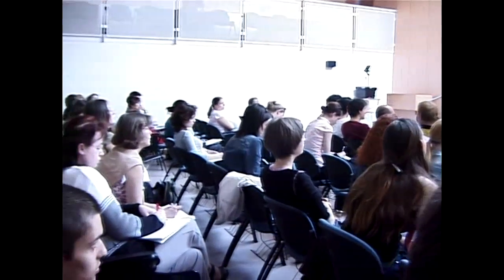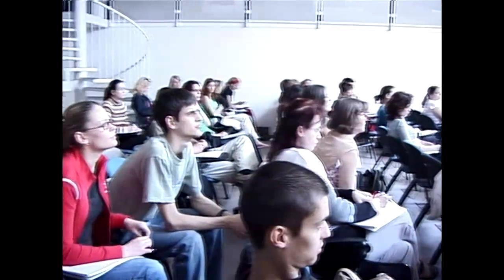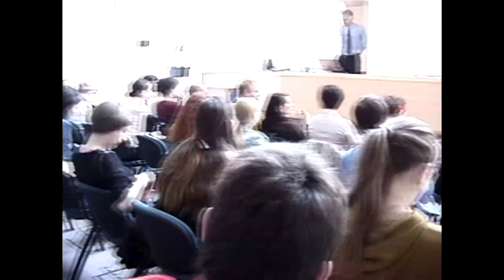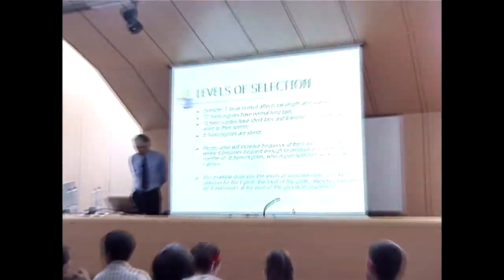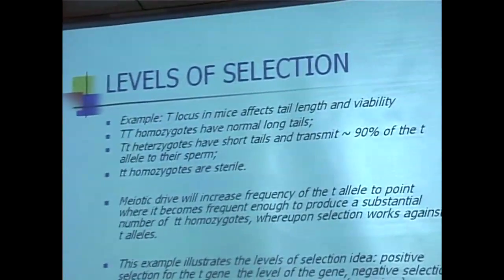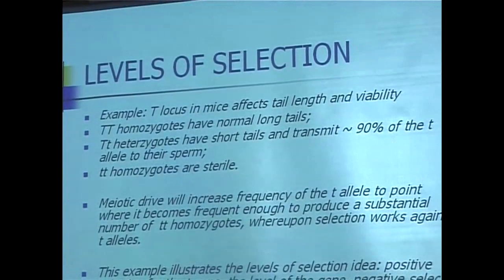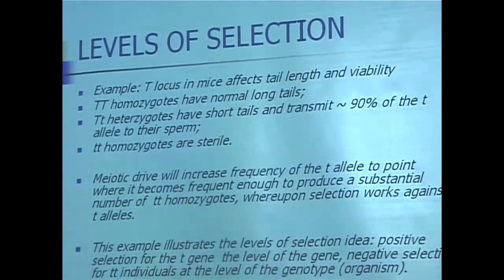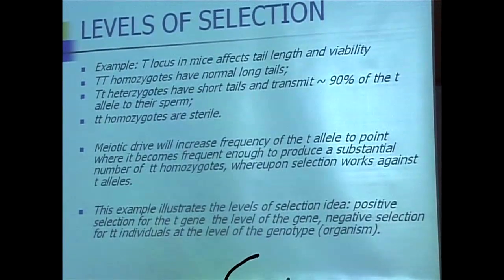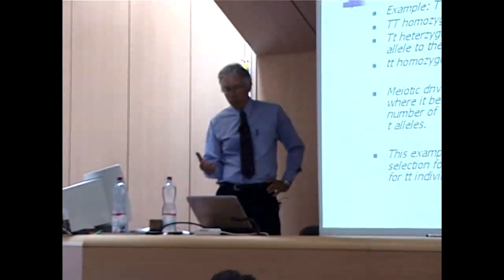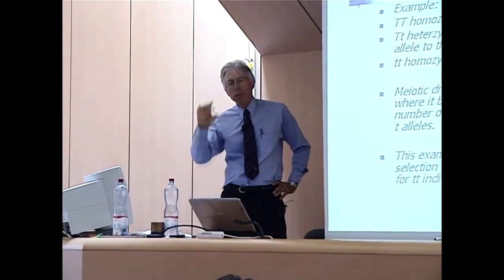There's a classic example of that. In mice, you have this T locus, which affects tail length and so on. If you have two T's, the homozygote, they're normal. That's the normal situation. If you have the heterozygote, they have short tails. But what's interesting is that 90% of the sperm from these short-tailed mice have the small t recessive gene in the sperm. But if you have both of these small t's, both recessive genes, then you're sterile. So that's not good.